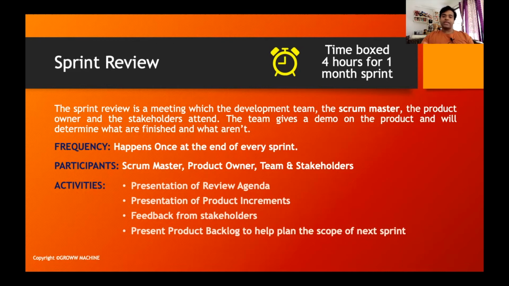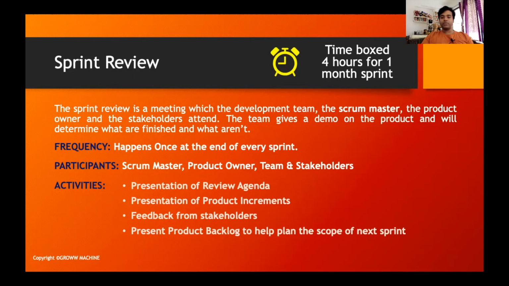So usually it happens at the end of every sprint, right? Whenever all the activities of the sprint are done, that is when we conduct a sprint review. Participants, as I already told, are the Scrum team and the stakeholders. So the Scrum team consists of the Scrum Master, Product Owner, and the team. Okay. These are the activities which are conducted as part of sprint review.